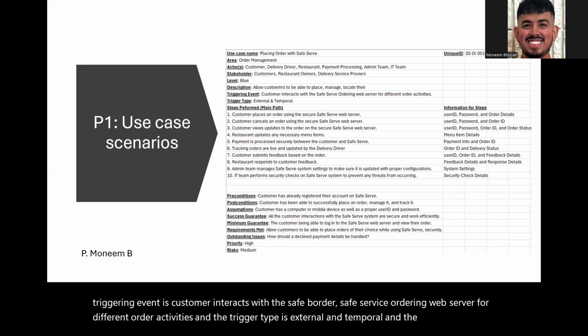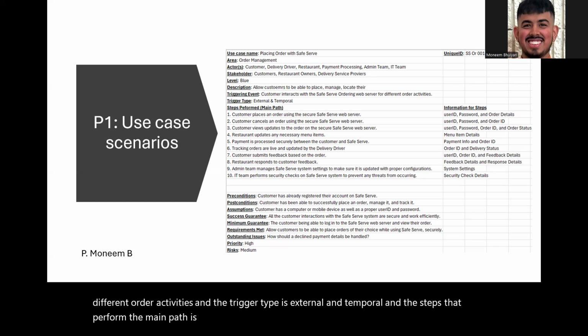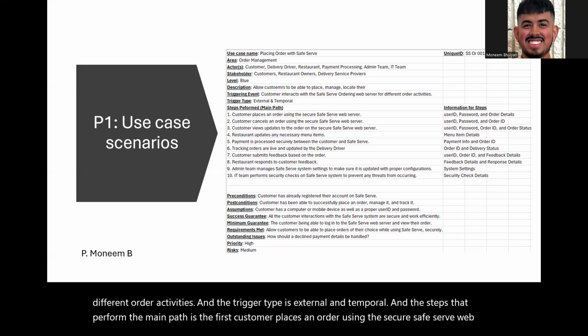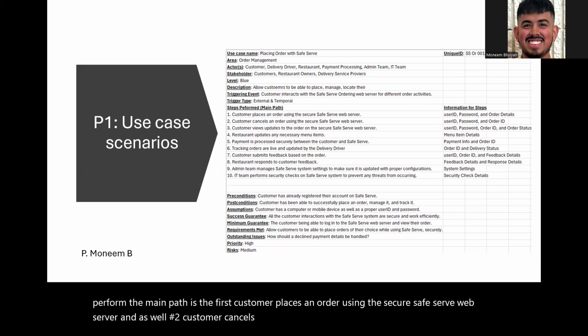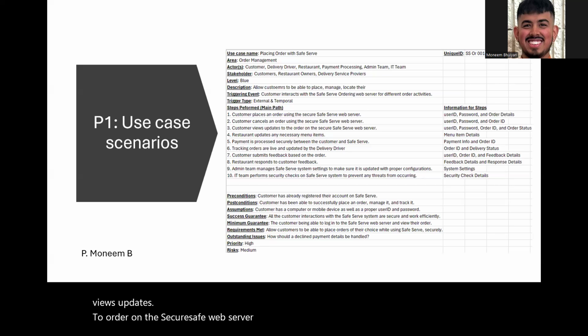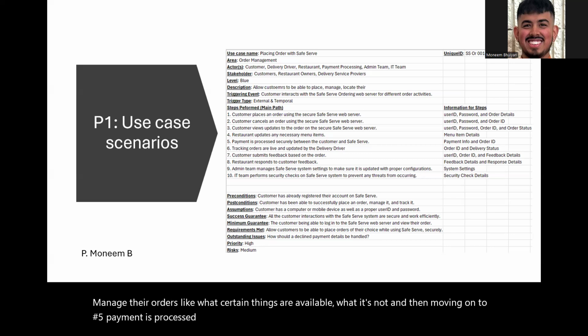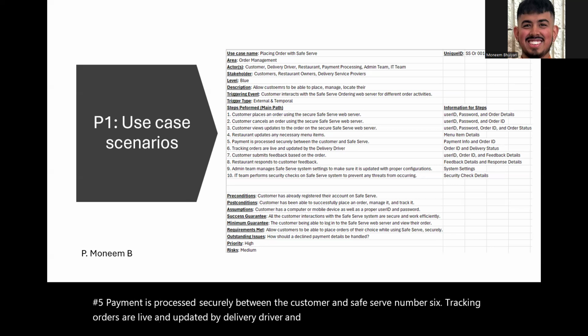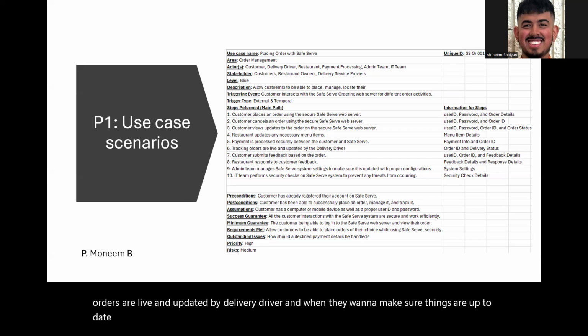The steps that perform the main path are: number 1, the customer places an order using the secure SafeServe web server. Number 2, customer cancels an order using the secure web server. Number 3, customer views updates to the order on the secure web server. Number 4, restaurant updates any necessary menu items, including managing their orders, like what things are available and what is not. Number 5, payment is processed securely between the customer and SafeServe. Number 6, tracking orders are live and updated by the delivery driver to make sure things are up to date.